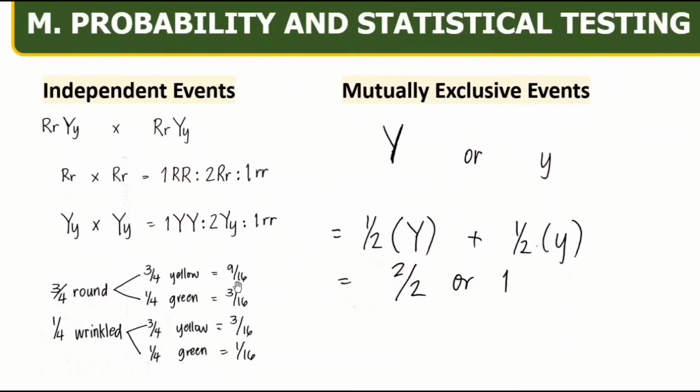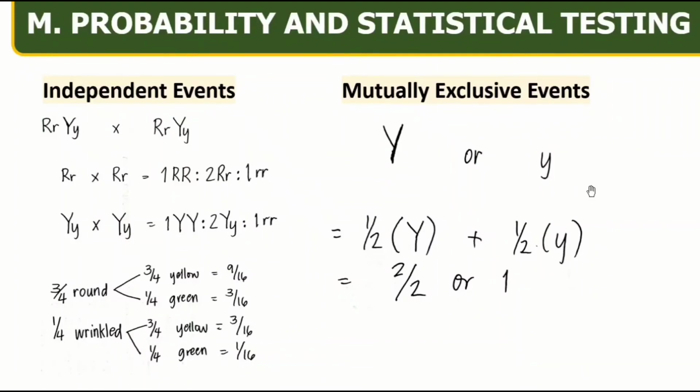How did we get 9/16? We multiply 3/4 and 3/4, 9/16. Yun yung pagkuha ng probabilities of independent events. These two here, the R gene and the Y gene are both independent events. So how do we get the probabilities of this event or the mating? We just multiply the product of their probabilities, individual probabilities. 3/4 times 3/4, 3/4 times 1/4, and so on. We get 9/16, 3/16, and so on.